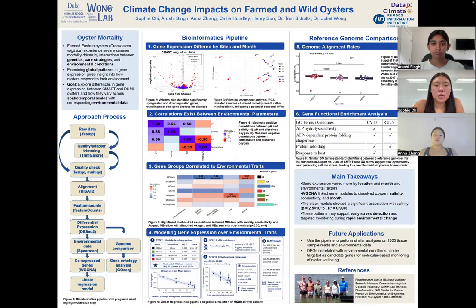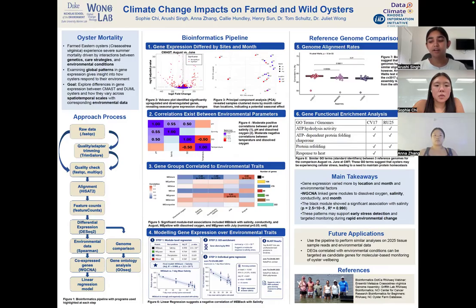Then we want to move on to observe how there seems to be a correlation between the environmental variables. Figure 4 is a heat map of a Spearman's correlation, with the overall trend pointing towards a moderate positive correlation between pH and salinity and pH and dissolved oxygen. And there seems to also be a moderate negative correlation between temperature and dissolved oxygen.